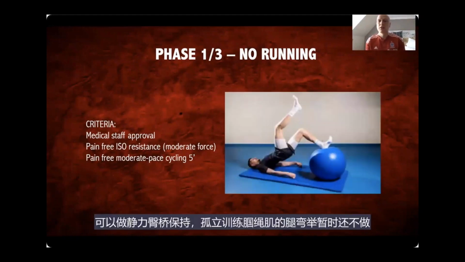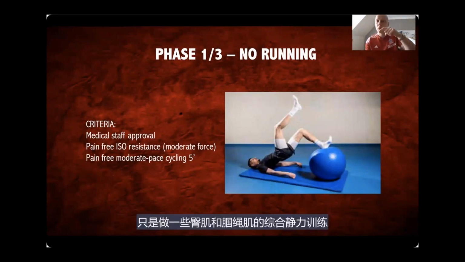So some of the exercises can be isometric holds in this glute bridge position. So we are not doing any curls yet. We are not trying to move the knee. We are just trying to keep it isometrically activated and work on glutes and hamstrings together.